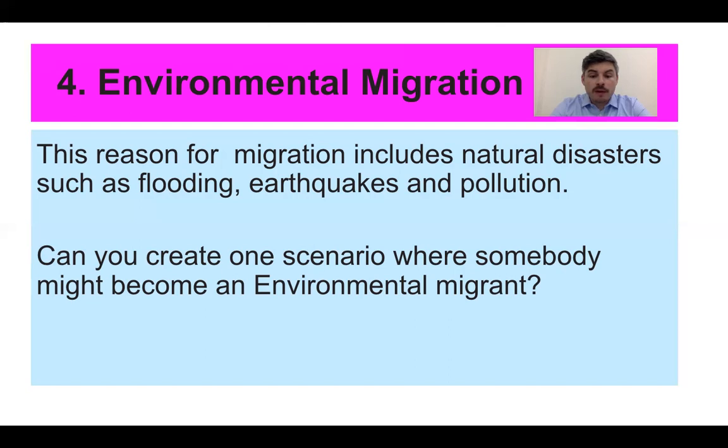You can maybe think back to the China module we looked at in geography. Okay, so those are our 4 categories. We have economic, we have environmental, we have social, and we have political migration.